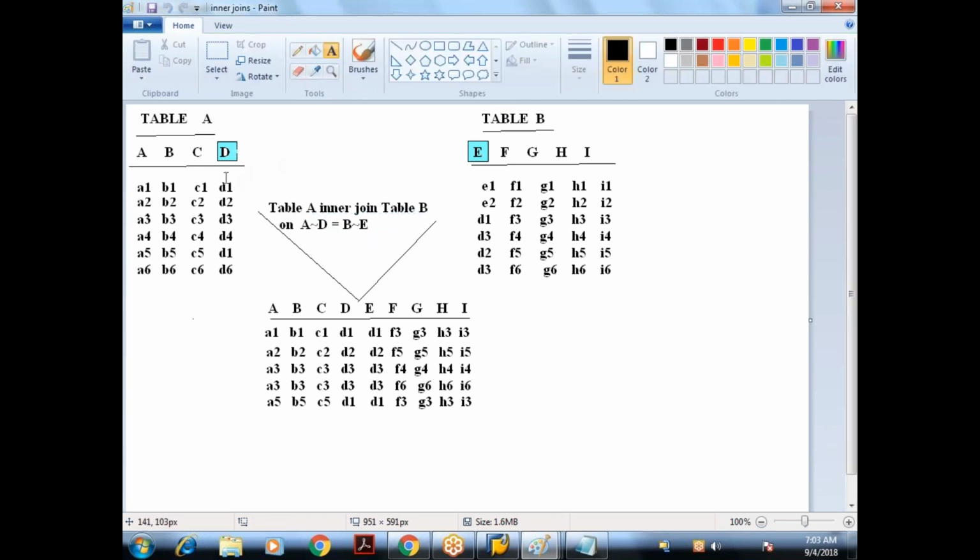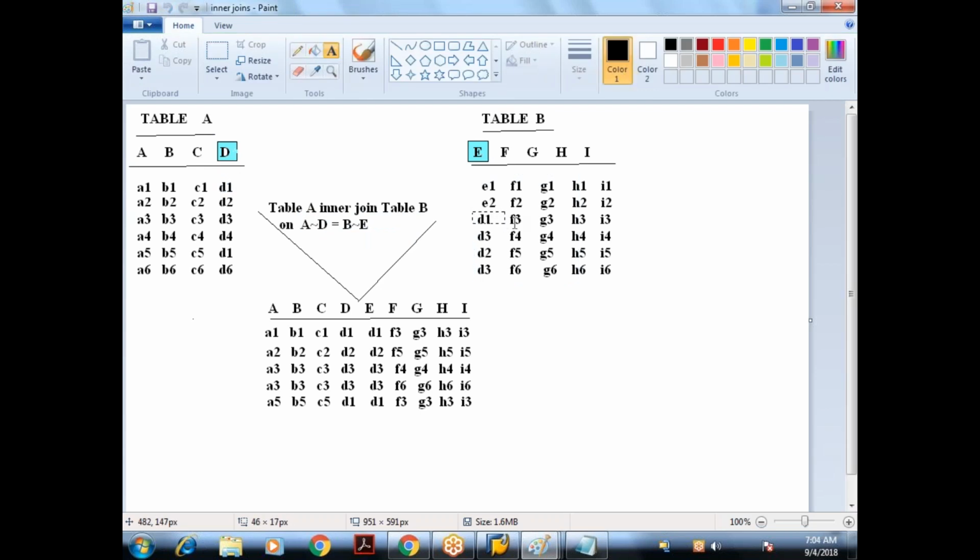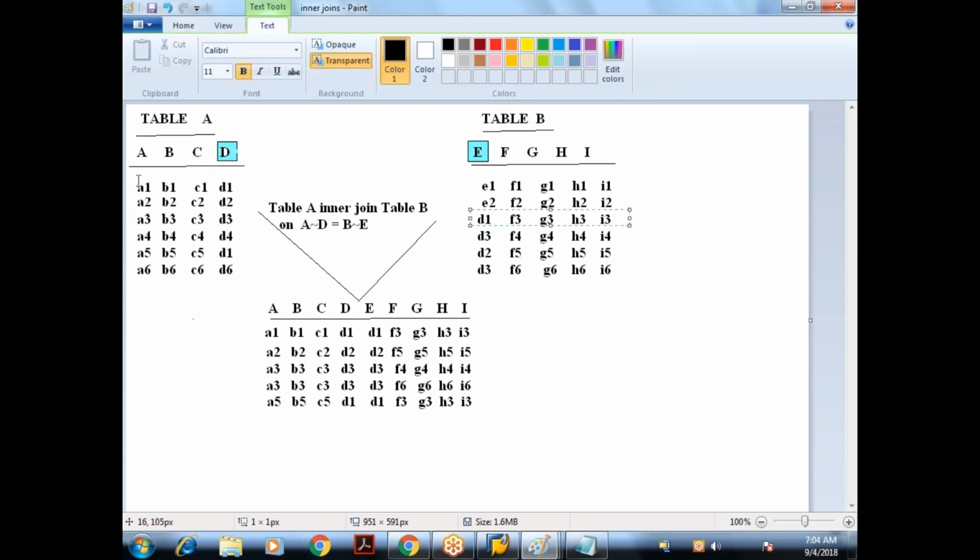What is the value of D here? D1. Do we have any matching row in the right hand side? Yes, the third row is matching. D1 is available here, so it will pick up that row. Left hand side row is A1, B1, C1, D1, and the right hand side matching row is D1, F3, G3, H3 and I3. Then it will take the second row, D2. Yes, this row is matching, so we'll take A2, B2, C2, D2 and D2, F5, G5, H5 and I5.